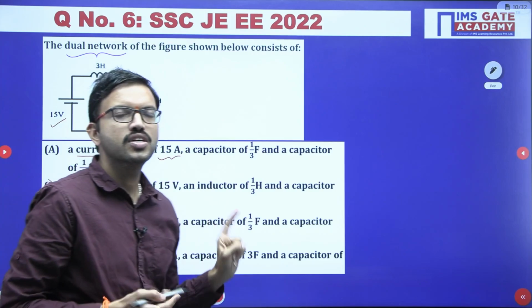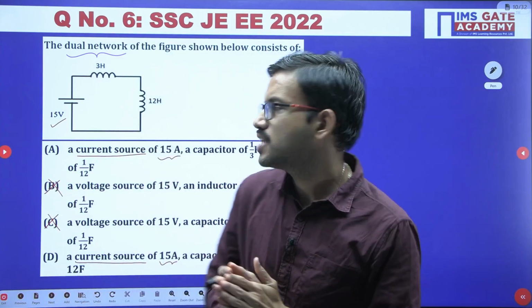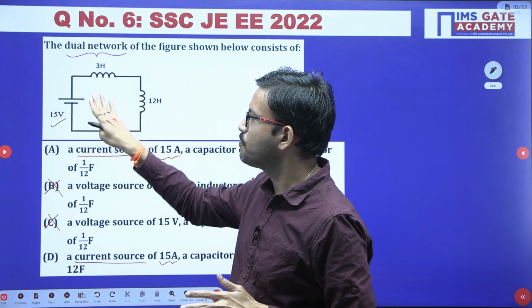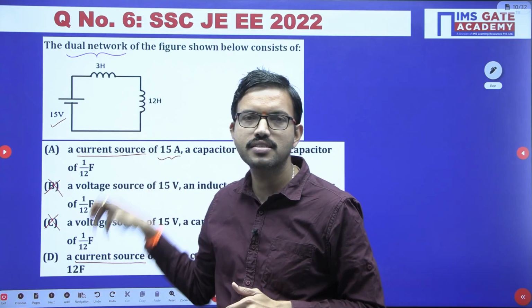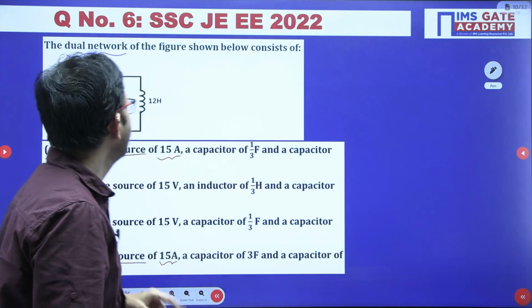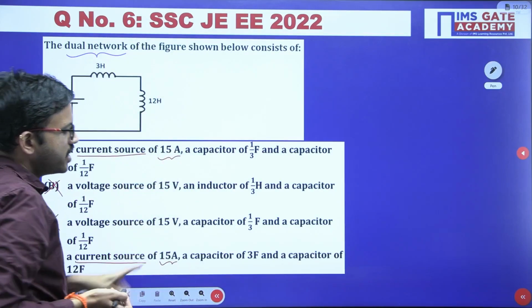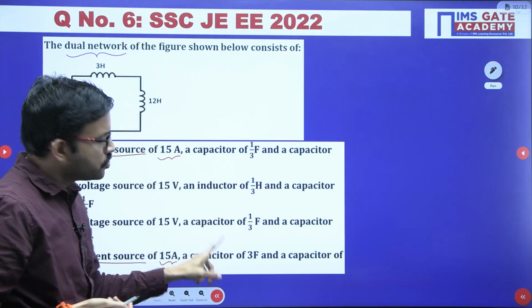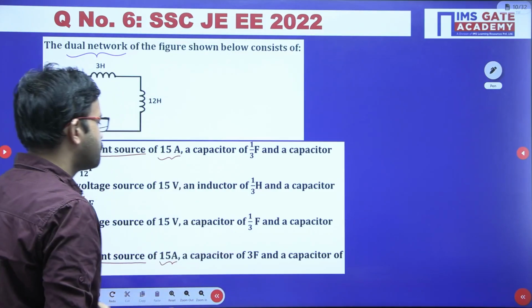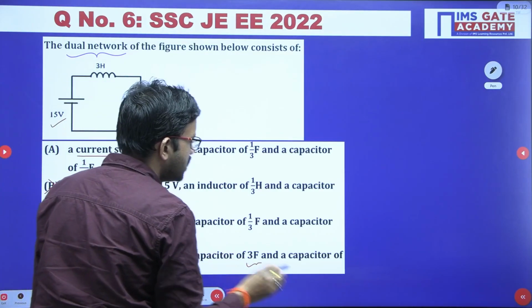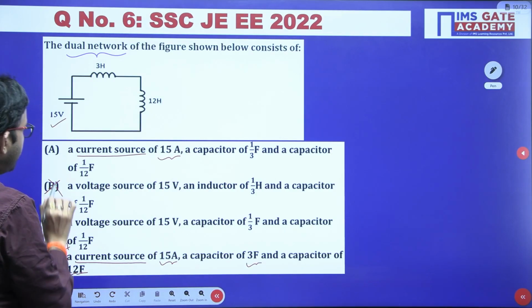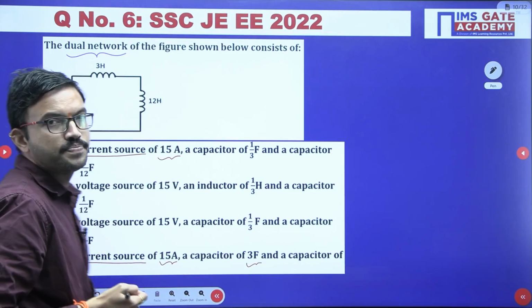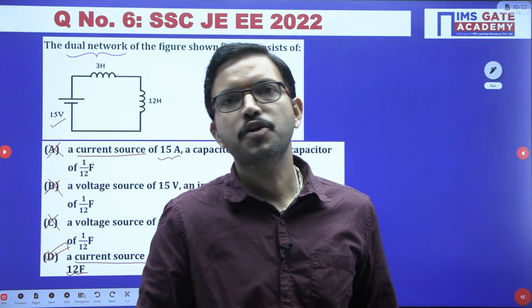Just like voltage source, current source, we have just replaced the given source with the corresponding dual, but the value we have considered as it is. Similarly here regarding the inductor, we are replacing with capacitor, the value you are going to get same. There is no change. So regarding the capacitor, here 3 farad, similarly here 12 farad, so that means option D is correct. So option A we can eliminate. I hope it is clear for everyone.